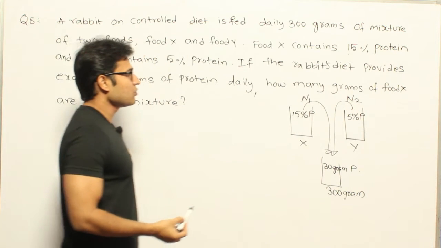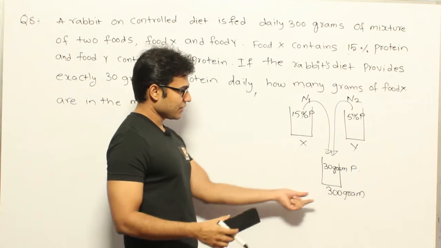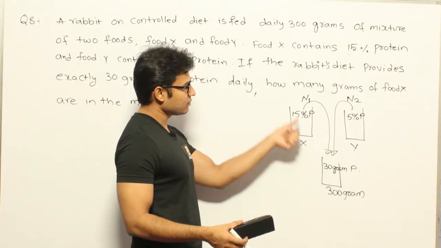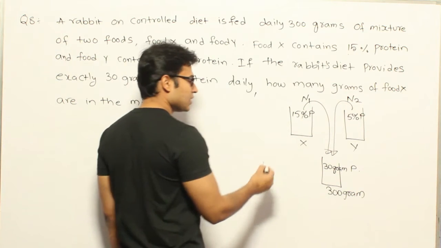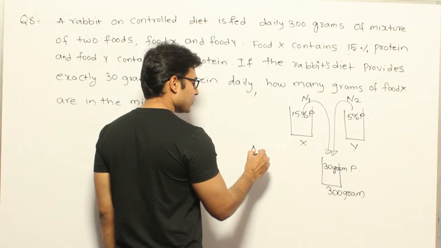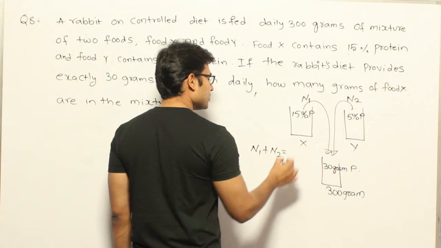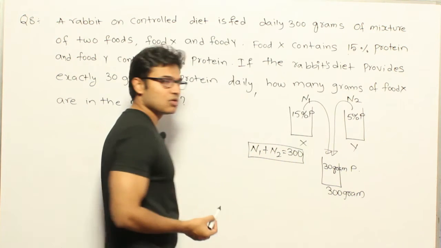Now we already know that N1 plus N2 is going to be 300. Why? Because the final food that they are going to make is going to be 300 grams, and that is formed from taking N1 grams and N2 grams. Therefore you can write one equation. So if you assume that N1 grams is taken from X and N2 grams is taken from Y, then N1 plus N2 is equal to 300. This is one equation you got, right?